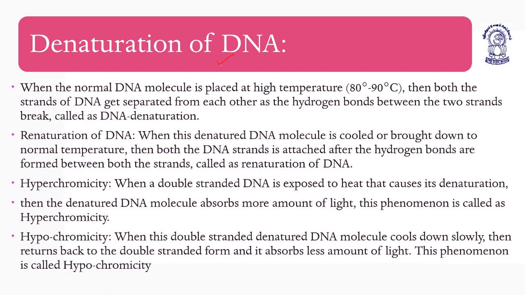What is denaturation of DNA? When the normal DNA molecule is placed at high temperature, 80 to 90 degrees Celsius, then both the strands of DNA get separated. They get unwound from each other as the hydrogen bonds between the two strands break, and this is known as what? DNA denaturation. It means the native structure and function is lost.